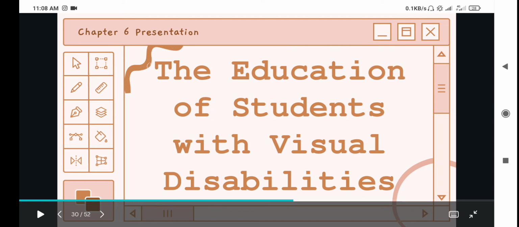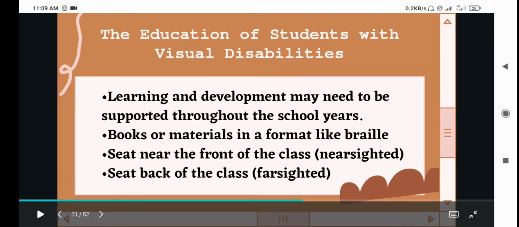So, we have here the education of students with visual disabilities. When a child has a visual impairment, learning and development may need to be supported throughout the school years. Often children require some training and instruction from teachers who specialize in working with blind and visually impaired students. Your child might also need certain accommodations like books or materials in formats like braille, or a seat near the front or back of the class in order to participate fully in the classroom and in extracurricular activities.